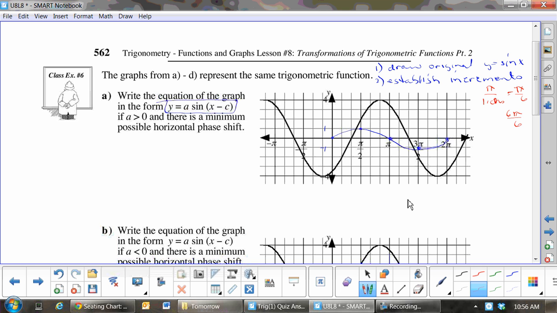Now, I want you to kind of picture what happened from that blue graph to make the other one. The big question I would ask is, did it move up or down? Did the graph move up or down? Why? Someone give me a mathematical explanation of why not. Yeah?